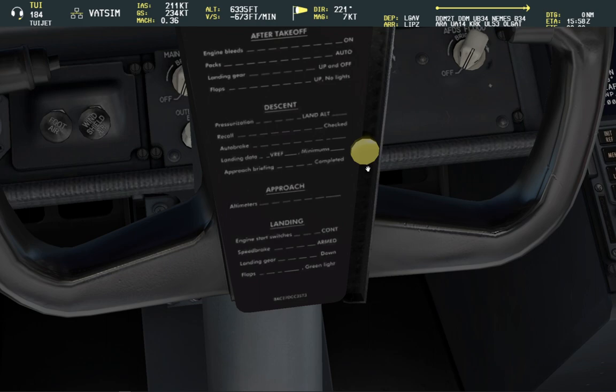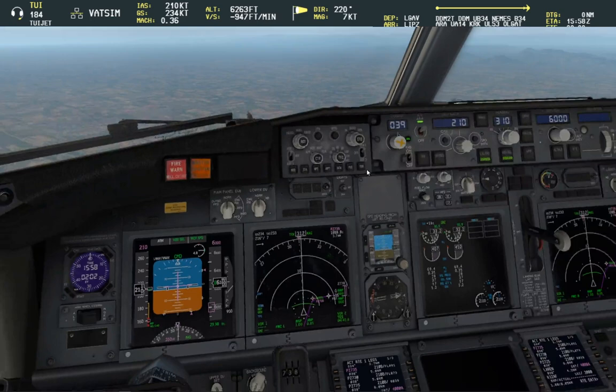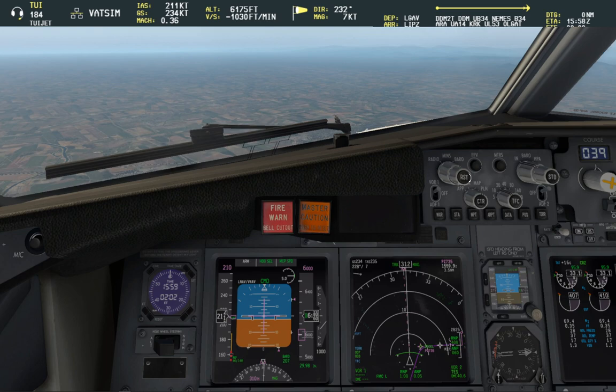Minimum is 207 feet. Reduction 160, Royal Maroc 938. Twojet 184, proceed to Laren, speed 180. To Laren, speed 180, to EJET 184.